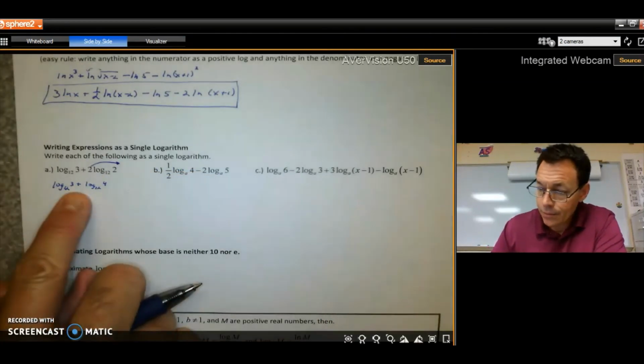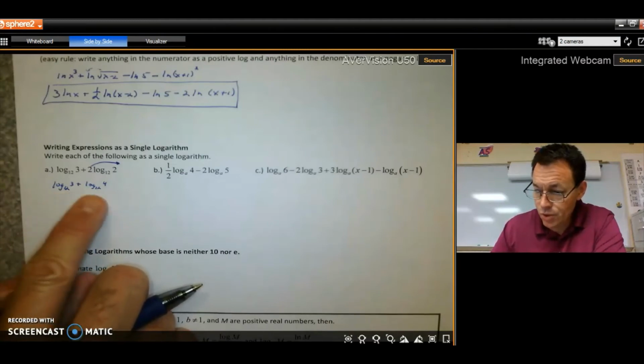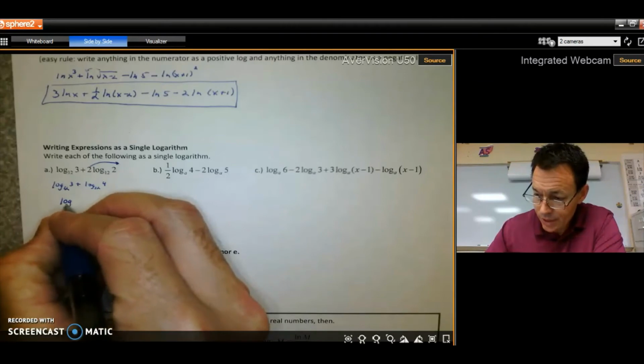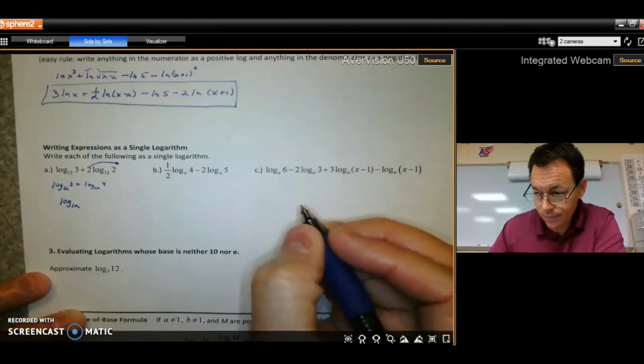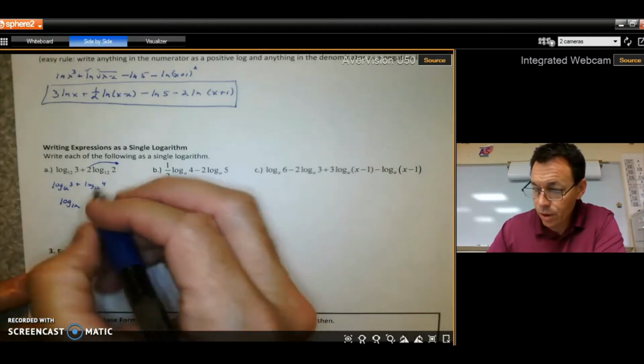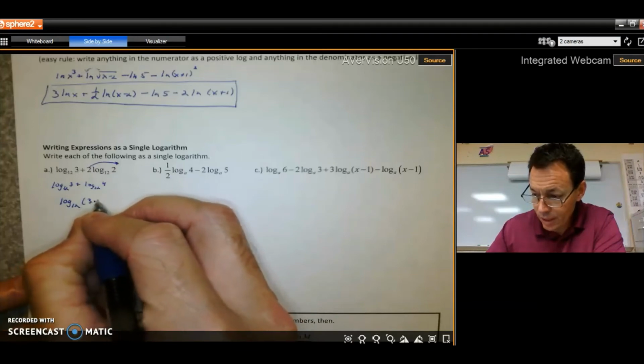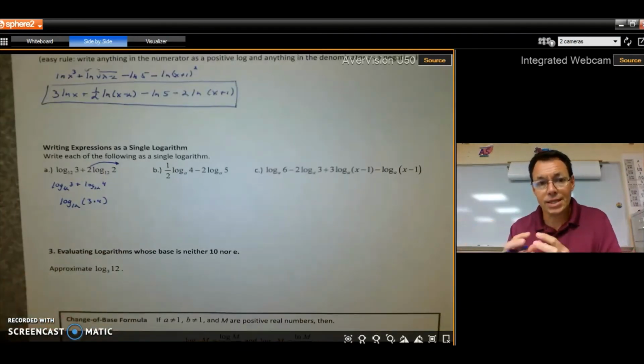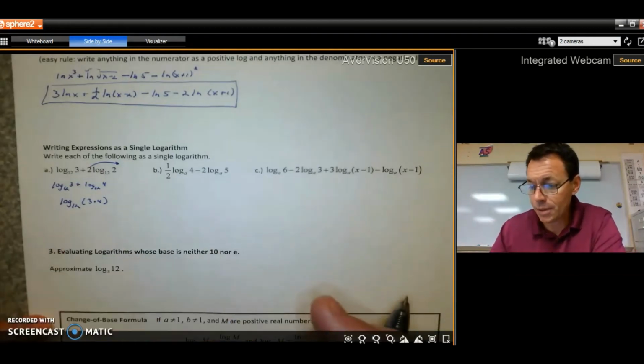Okay, now I've got a sum. I've got 2 separate logarithms that are being added together. I can rewrite that as a single log where the 3 and the 4 are multiplying. 3 times 4. Okay, that's the rule. 2 separate logarithms can be rewritten as a product. So I've got 3 times 4.